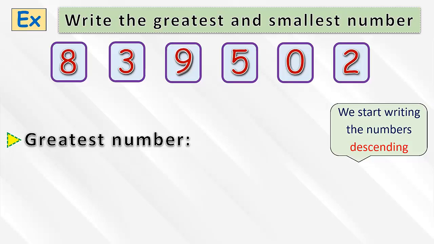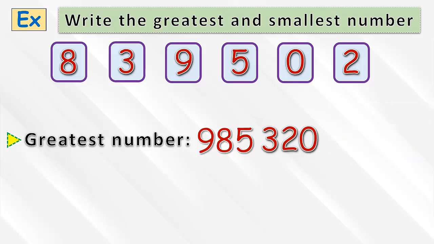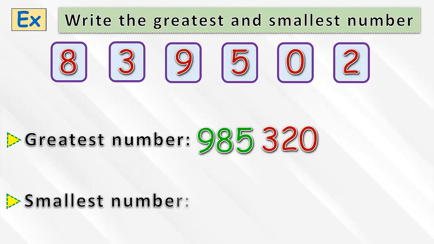Therefore, we will start with the greatest number, which is 9. And then we will write the number 8 to the right of it, like this. Then it will be the turn for the number 5. And then we write the number 3 like this. Then we write the number 2. And the last thing we will write is the number 0. Therefore, the greatest number we can form from these numbers will be 985,320.